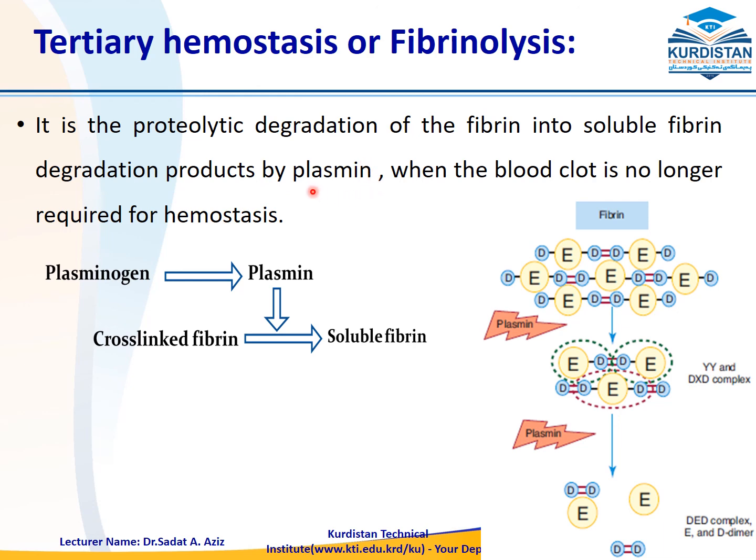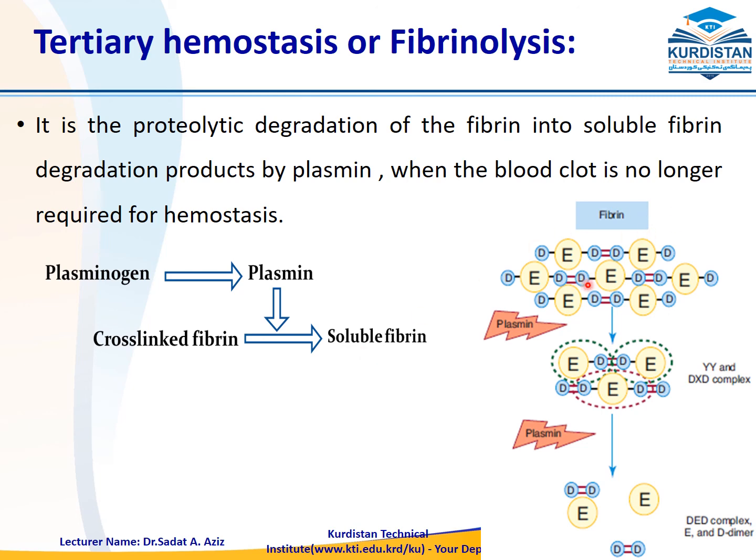This process can be facilitated by what? By a specific enzyme which is called plasmin. At first, the plasminogen, which is a precursor of plasmin, can be activated into what? Into plasmin. Then plasmin can destroy the linkage between the fibrin networks or the mesh of the fibrin, and then releasing D-dimers or converting the cross-linked fibrin into what? Into soluble fibrin.